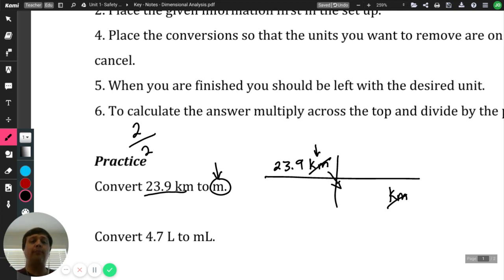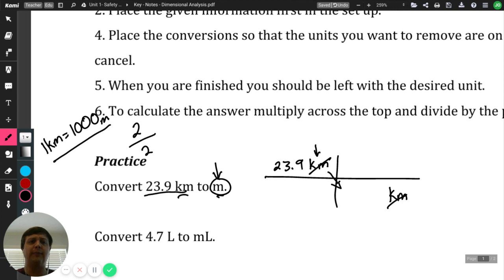Okay. Well, I'm trying to go from kilometers into meters. Do I know of a conversion factor to go from kilometers into meters? Yes, I do. I know that for every 1 kilometer, there is 1,000 meters. That's a conversion factor I know. So that puzzle piece, this conversion factor, is what I'm going to use to convert from kilometers into meters.